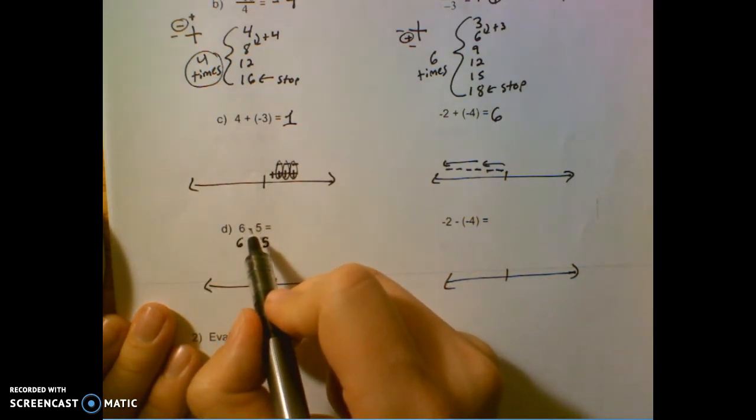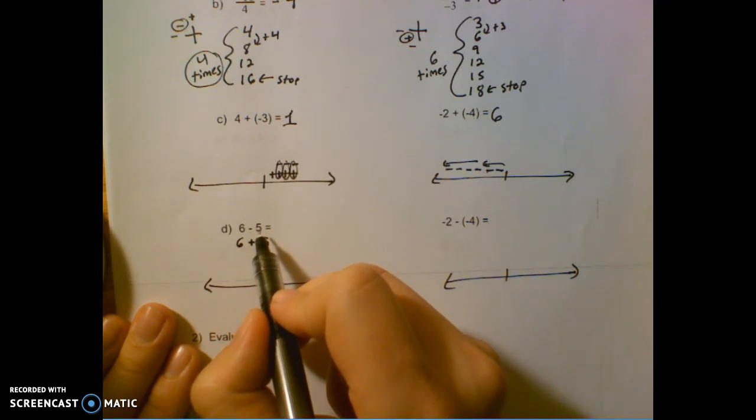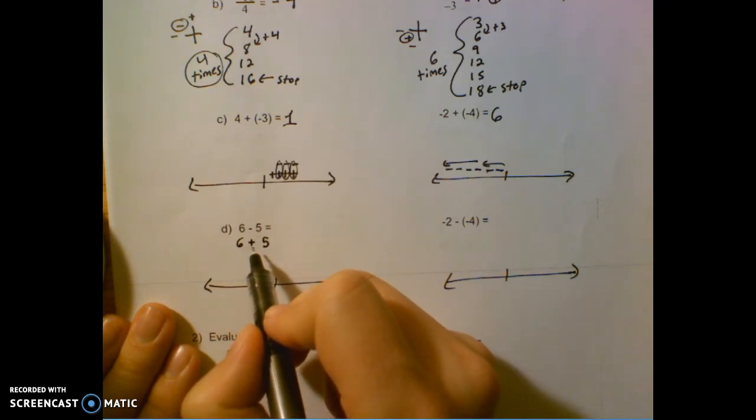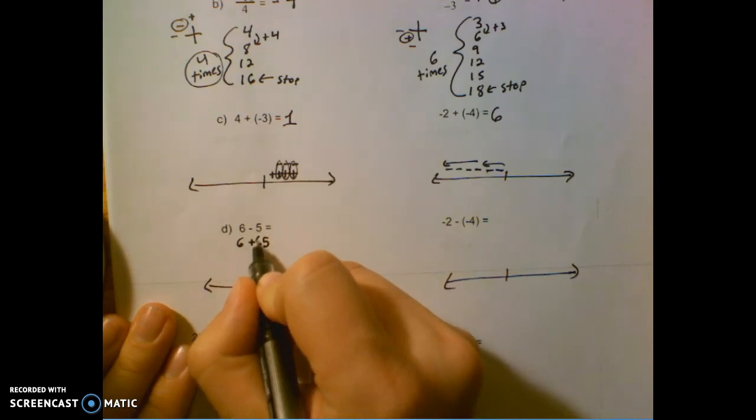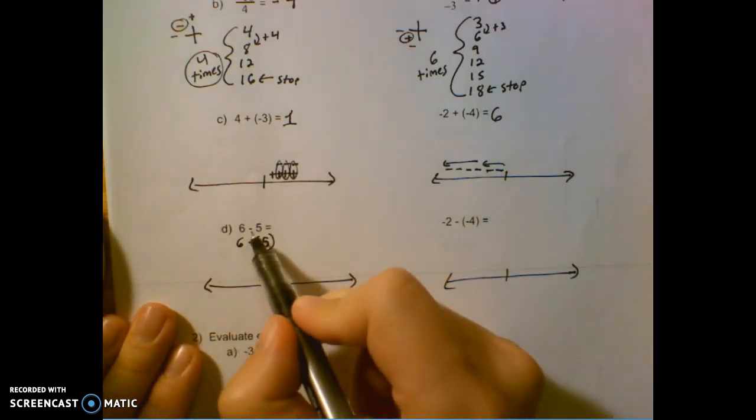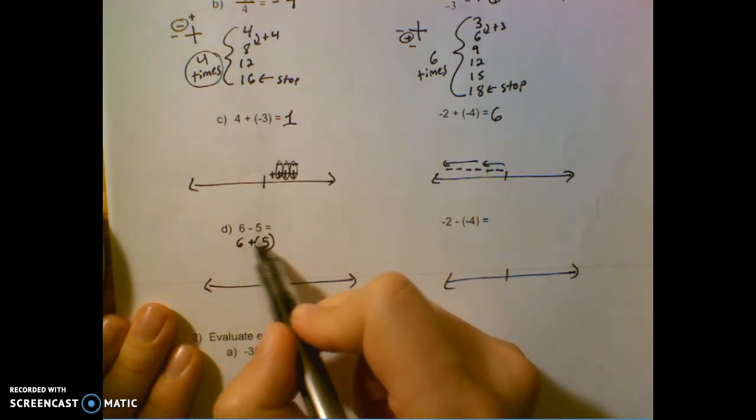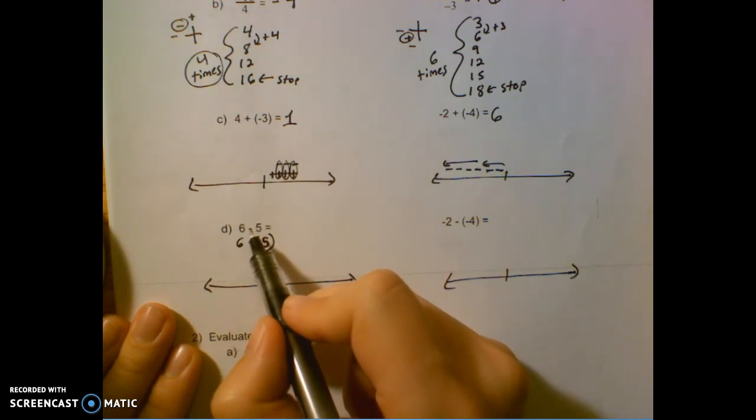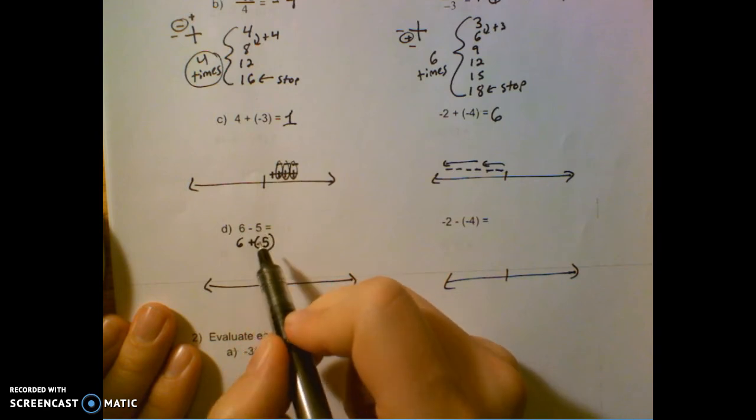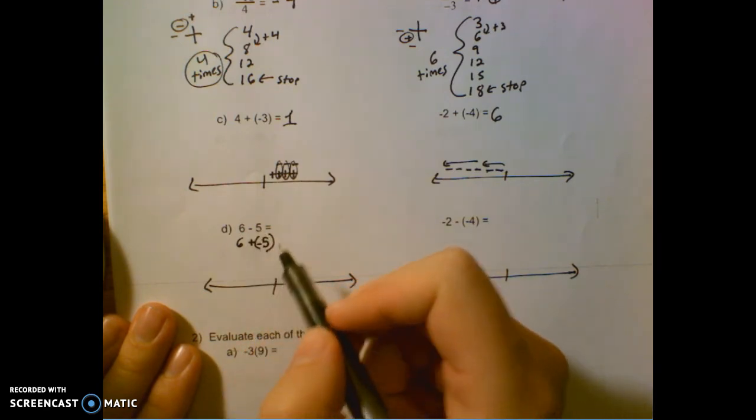Because taking away positive 5, so taking away 5 positive kickboard points, is not the same thing as adding 5 positive kickboard points. It's the same as adding negative 5 kickboard points. Here, taking away positives and adding negatives, that's what's the same thing. So I don't just change subtraction to addition, I change subtraction to adding the opposite. Minus positive 5 becomes plus negative 5.